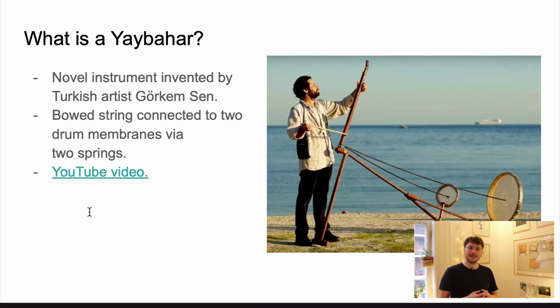So the Yai Bahar is an acoustical instrument invented by Turkish artist Görkem Sen, and it consists of a string connected to 2 springs connected to 2 drum membranes, and it sounds something like this.